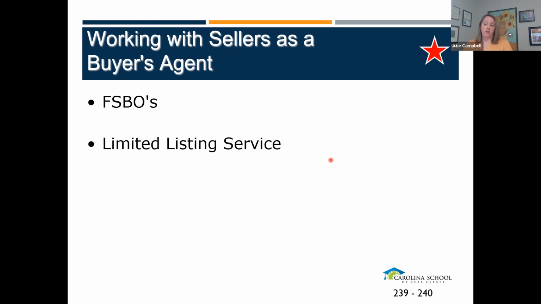Commission is completely negotiable. And the commission advertised in MLS may not be the commission that your firm expects to collect. For example, I had buyers interested in a limited listing service. I looked it up in MLS. They were offering me 0.5% commission to bring them a buyer. And I'm a little naive. I know this about myself. I can be naive sometimes.